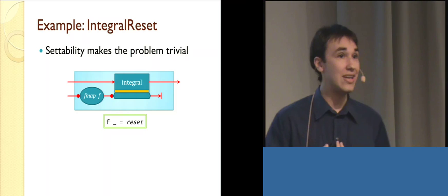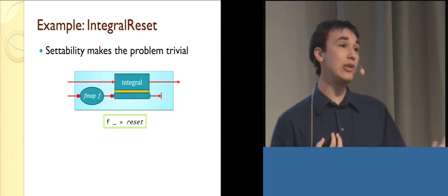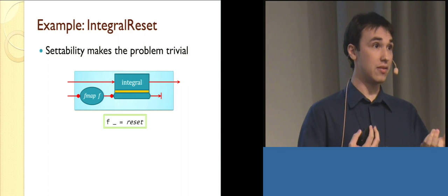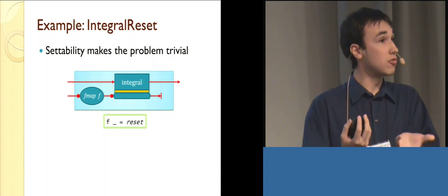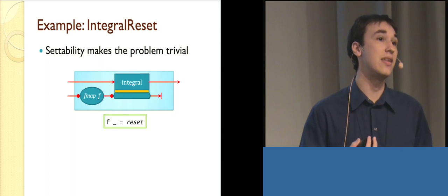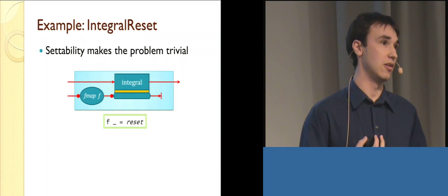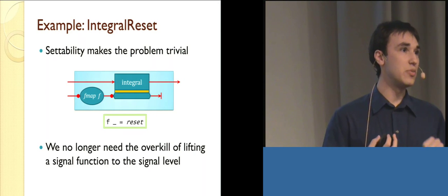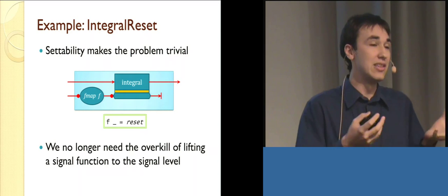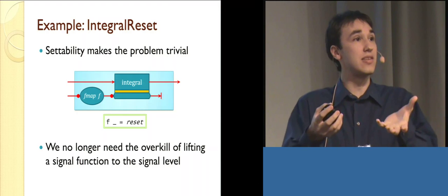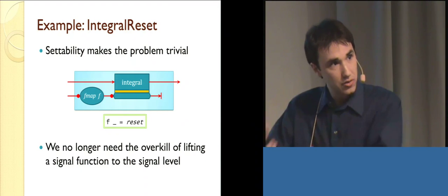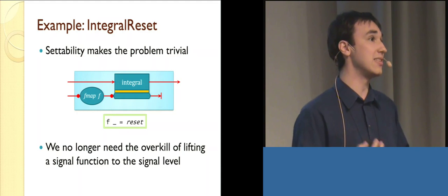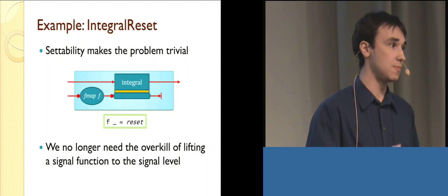So we can go back to the integral reset example, and now it looks a lot like the switch version. Right? We take that input event, we map over it the default reset state, and we send that into a settable version of integral, and it works. And the key thing here is that we no longer need the overkill of lifting a whole signal function onto the signal level just to use switch to concretize it back into the arrow structure. The structure of the arrow remains static throughout.